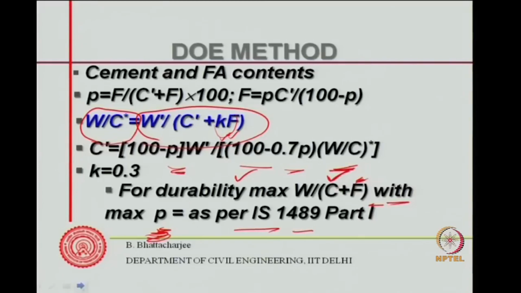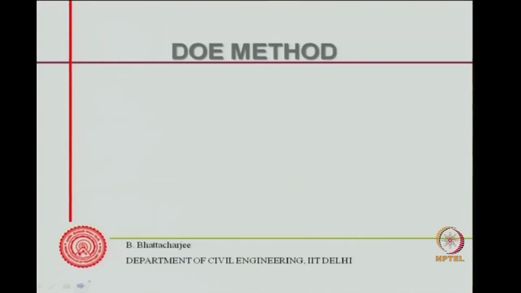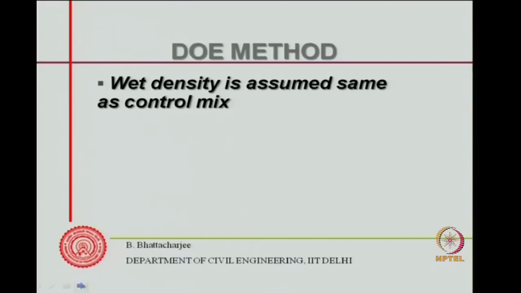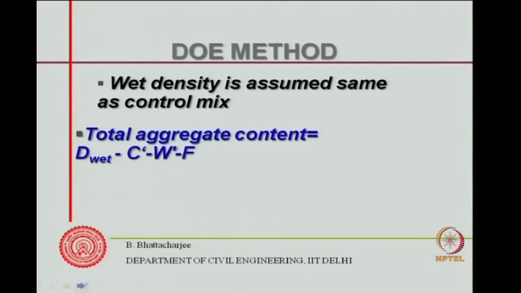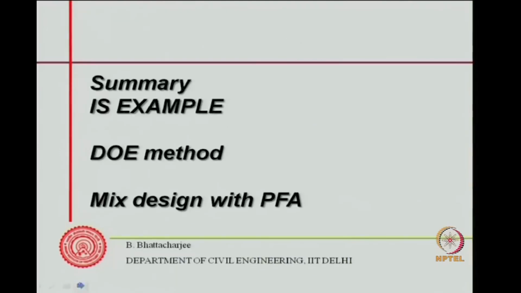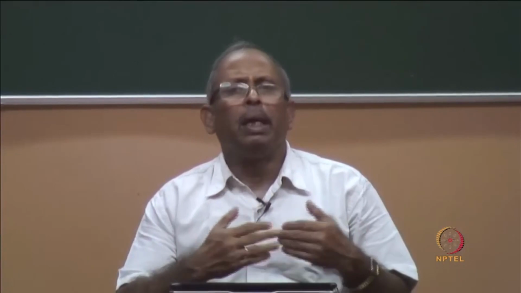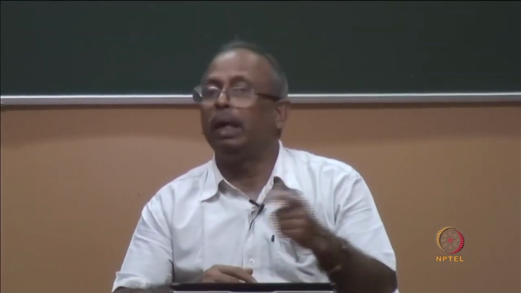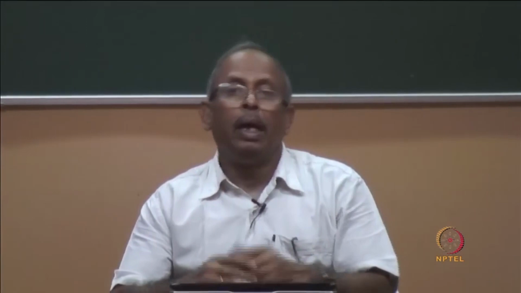So this is from the durability criteria, and C plus F wet density is assumed the same as the control mix. Follow the same procedure, only the cement will now be reduced, and the fine aggregate content is calculated as before. So using the DOE method you can also obtain a mix design using fly ash, as I told you. The procedure is by and large the same: you get the control mix, and then you get the fly ash content, etc. The only thing is that it uses a K factor, whereas the IS code does not use a K factor.